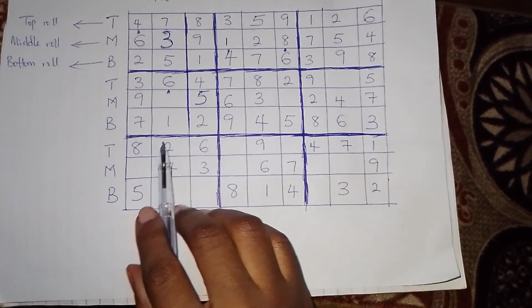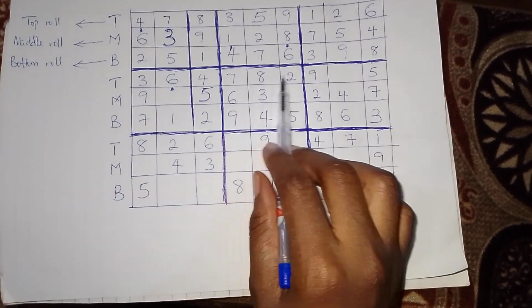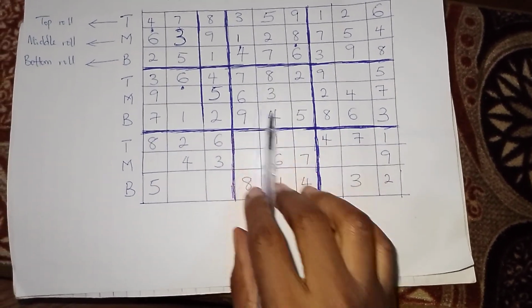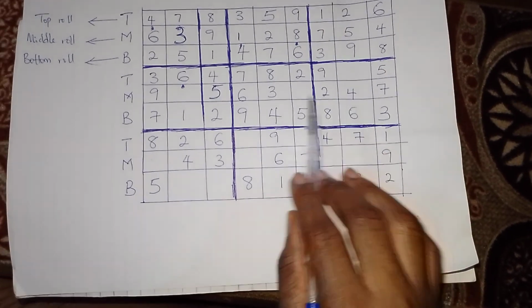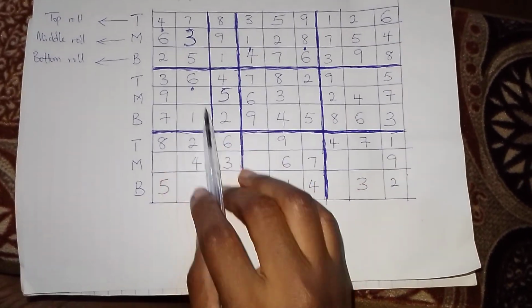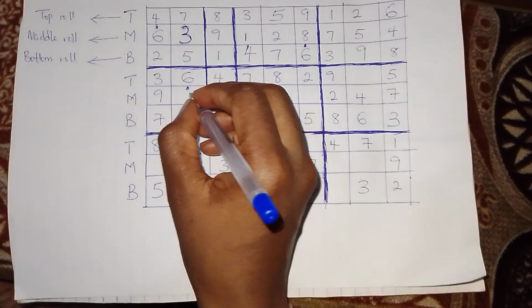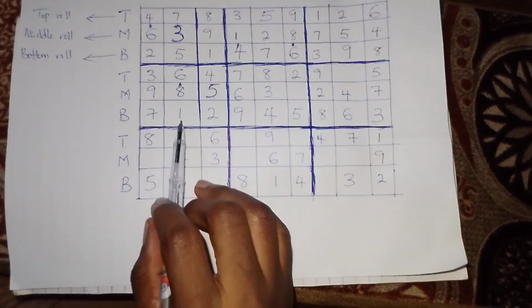So we're moving to 8. We have 8 at the top in the second block. We have 8 at the bottom in the third block. So these 2 are gone. So we're looking for 8 in the middle of the first block. So that is it. So let's check.